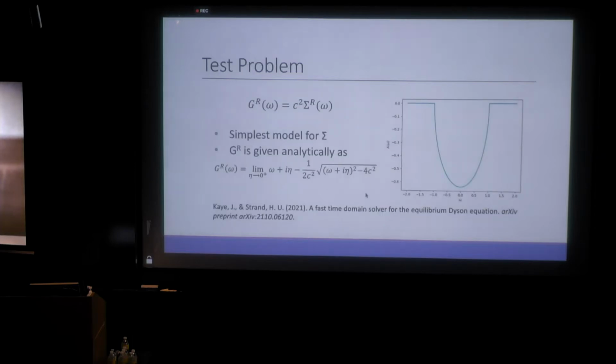So in order to actually test our numerical solver, we look at a simple test problem, where we equate the Green's function to the self-energy with a constant c squared. And this is the simplest model for our self-energy. This allows us to solve the Dyson equation such that we get an analytical solution for the Green's function, which is given here. This is the imaginary part of GR, or the spectral function, where we see it's a nice semicircle. So this is the test problem in which we are going to test our numerical solver.